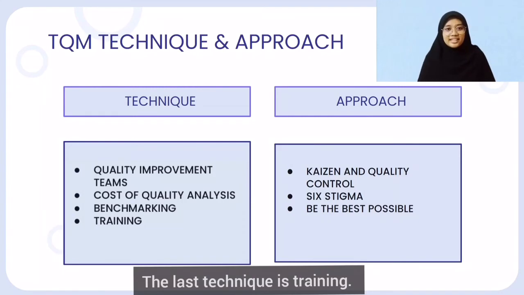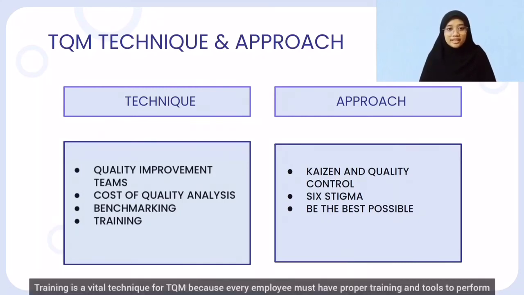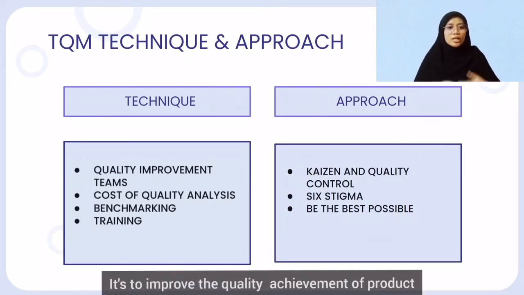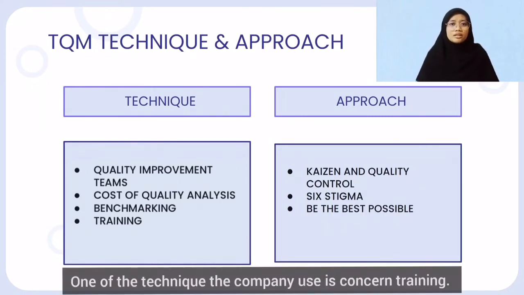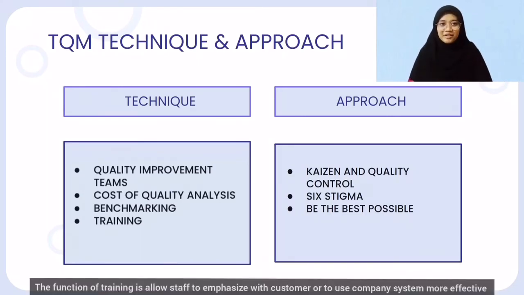The last technique is training. Training is a vital technique for TQM because every employee must have the proper techniques and tools to perform. It's to improve the quality achievement of the product. One of the techniques the company uses is constant training. The function of training is to allow staff to empathize with customers or to use the company system more effectively.